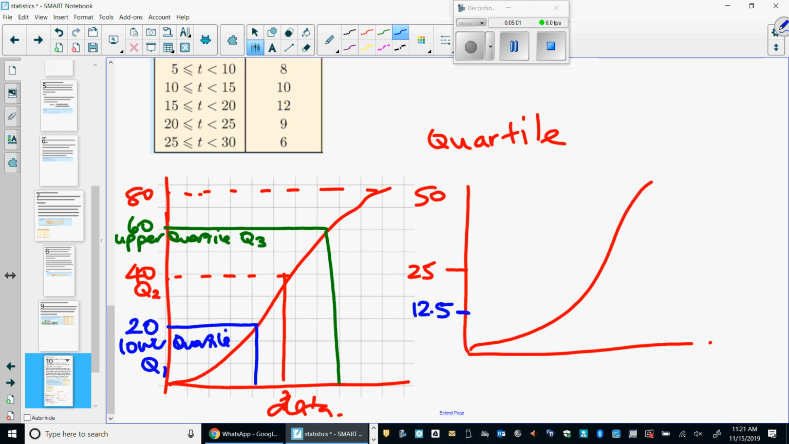Now, remember, we are doing this as accurately as possible given our scale. So if you're looking at your scale going, oh my gosh, I don't know what 12.5 is, just do your best. There will be a range accepted. So we would do the line across until it hits the graph, and then a vertical line, and whatever value we have here would be our lower quartile.